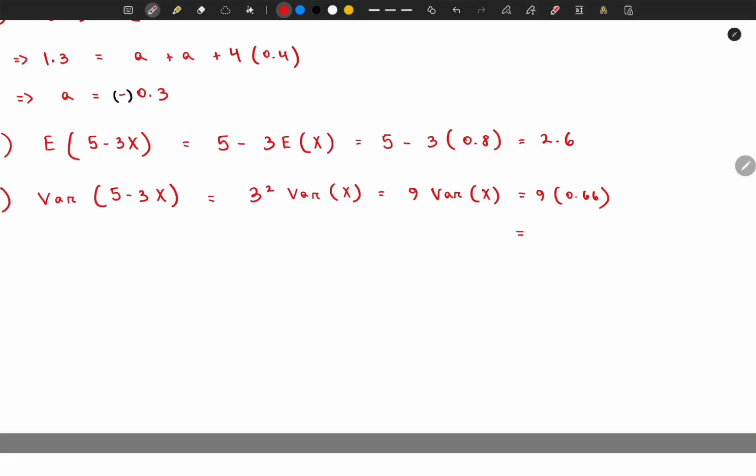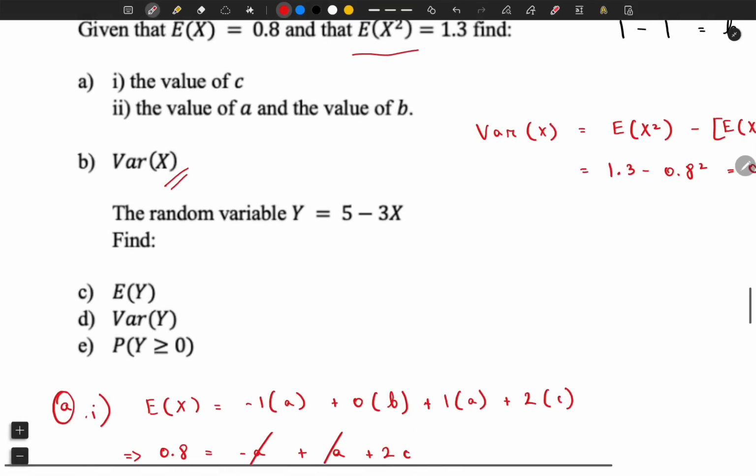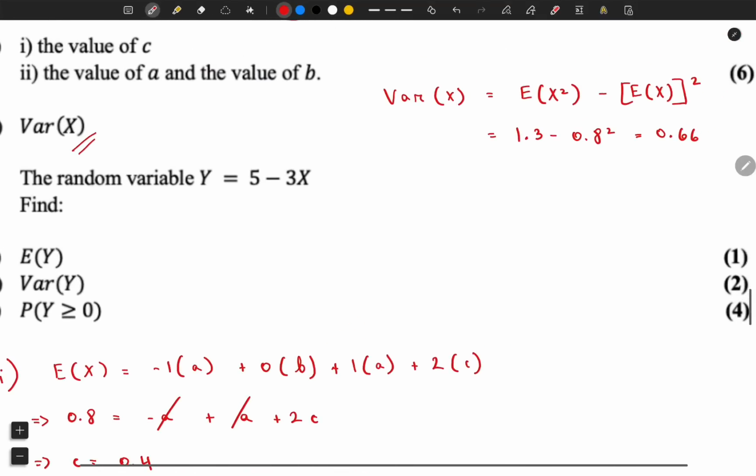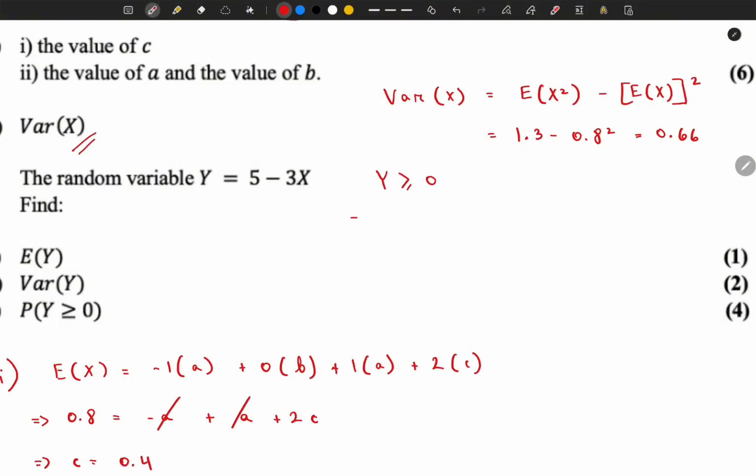So this is equal to 5.94. Okay. Now we need to find the probability that y is greater than or equal to 0. Let's first solve this inequality first. So that's 5 minus 3x is greater than or equal to 0. So x is less than or equal to 5 by 3.